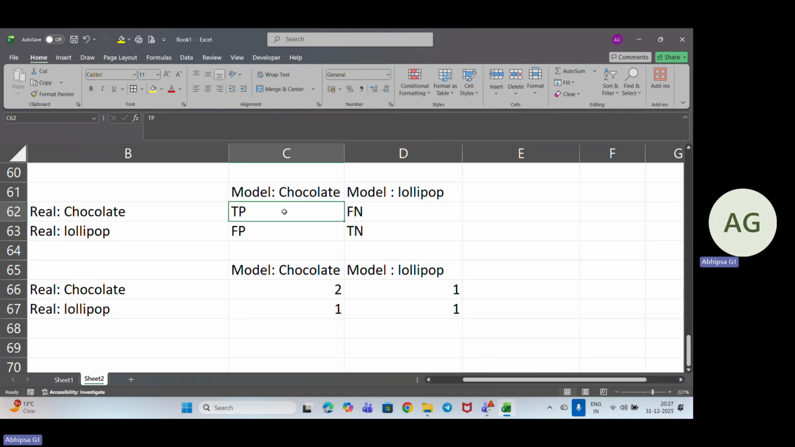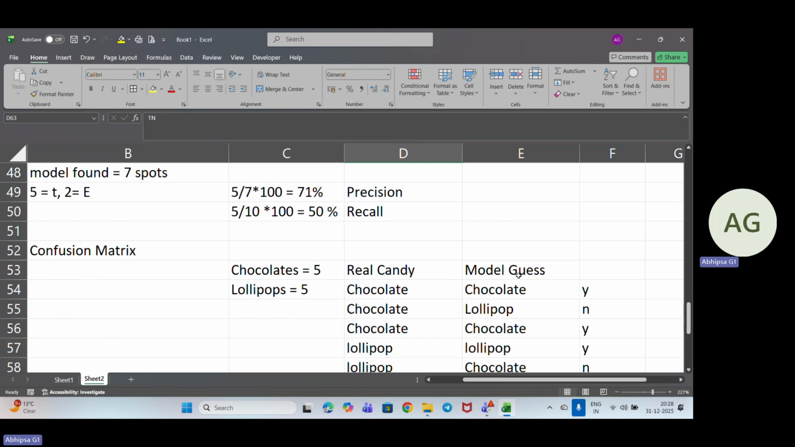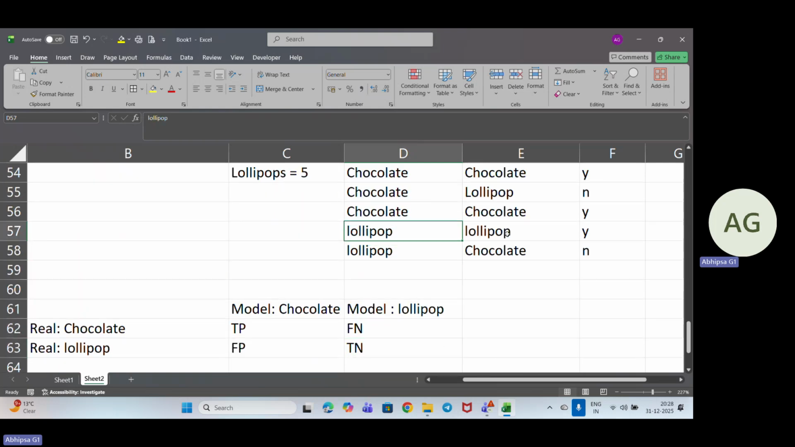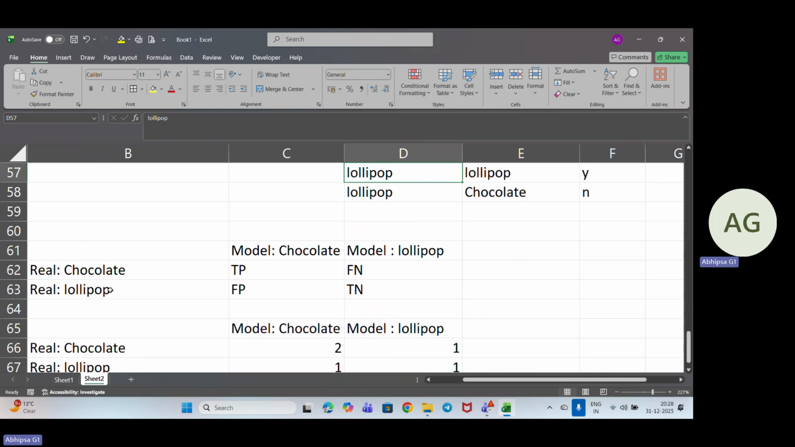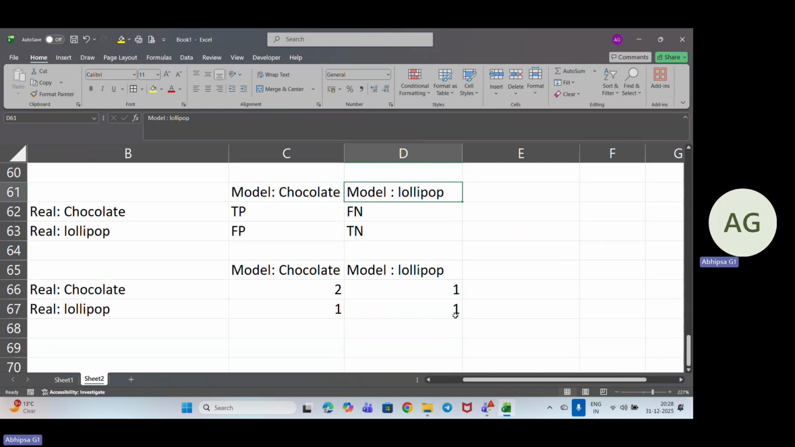So here true positive and true negative, as I mentioned, the model said no and it was actually no. The model guessed lollipop and it was actually lollipop. So we will be getting it here as no. No means we are actually calculating the chocolate. The lollipop was no. That's why. So here you can see lollipop, lollipop, right? So in this position we will be getting true negative. It was not a chocolate, it's a lollipop, and the model also predicted it as lollipop. So it is true negative. So we are getting the value as 1 here. Okay, you can get it.